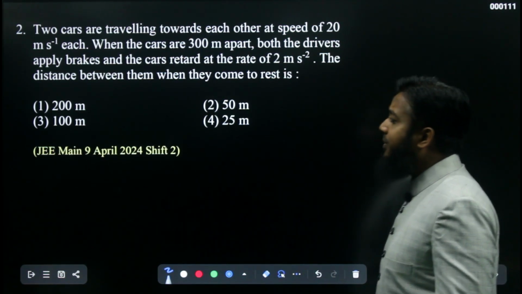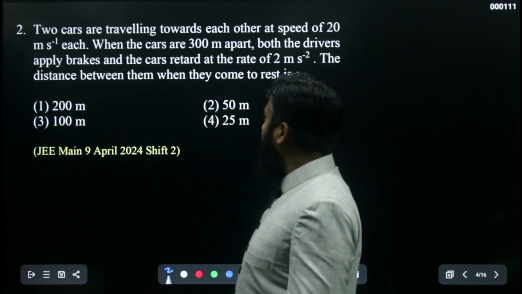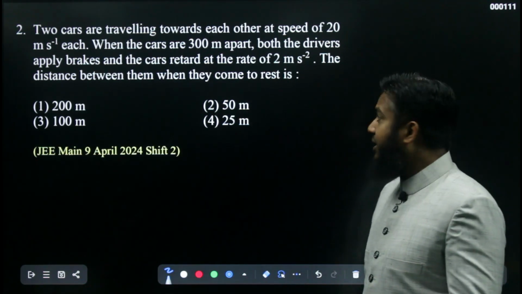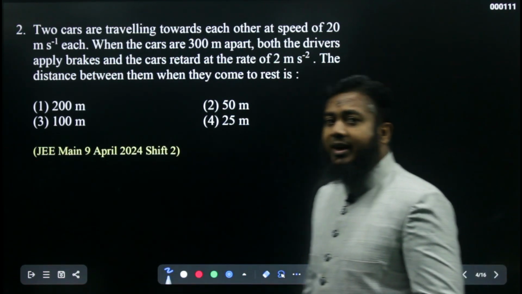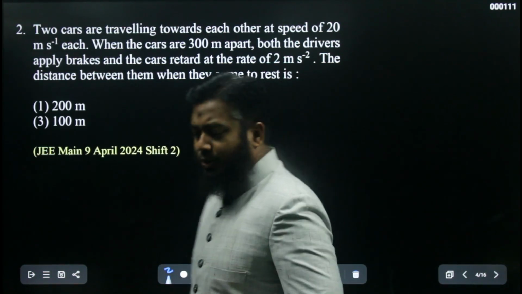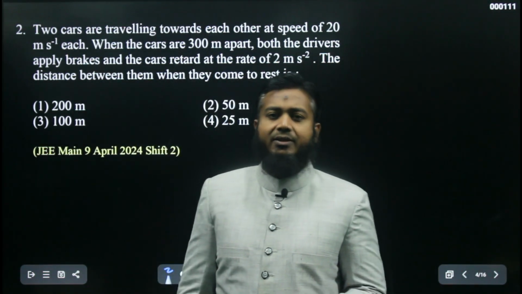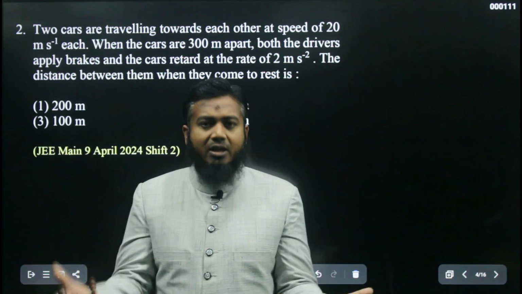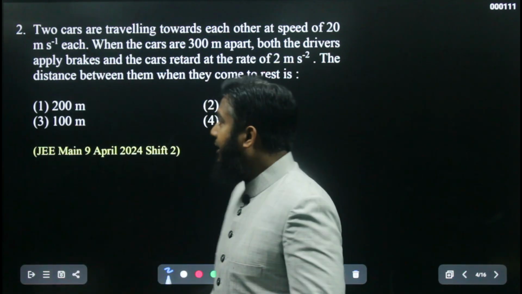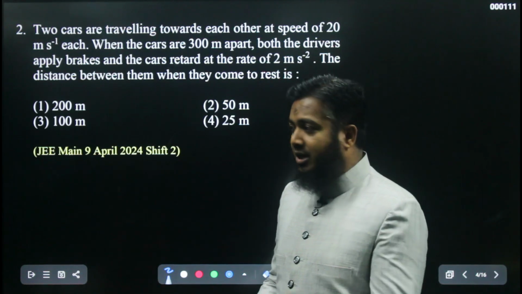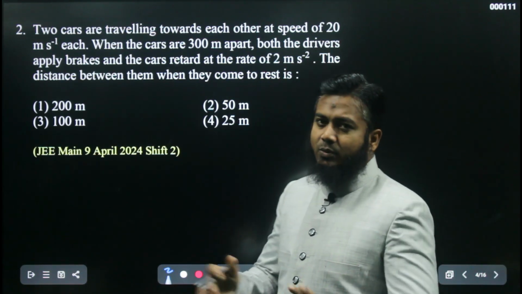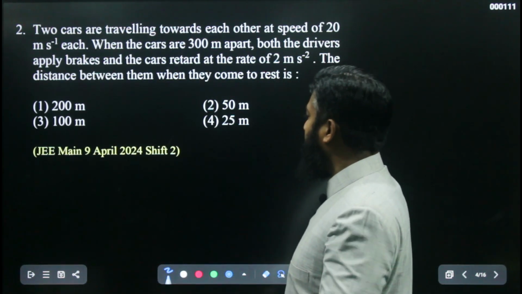Both the drivers apply brakes and the cars retard at the same rate of 2 meter per second square. The distance between them when they come to rest is? Okay, so this is the question of relative velocity. Two cars are moving simultaneously, and speeds दी हुई हैं, उनके accelerations, retardations दिए हुए हैं, and we have to work on this situation.